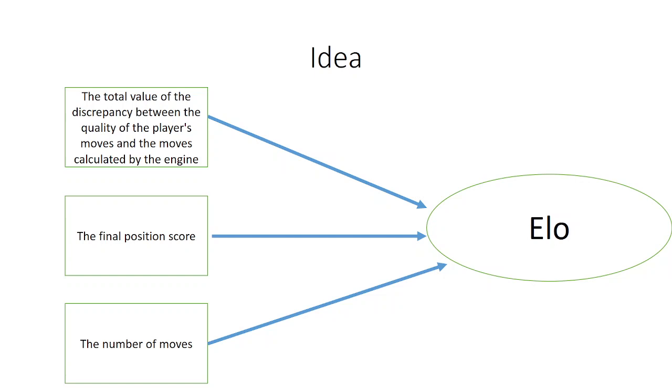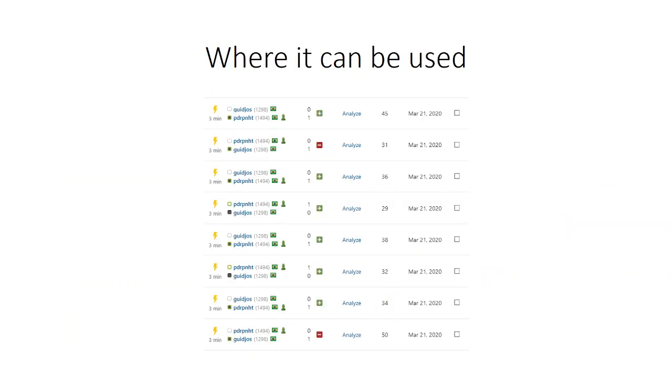Three parameters are used: the total value of the discrepancy between the quality of the player's moves and the moves calculated by the engine, the final position score, and the number of moves. The software product can be used to calibrate new players in the electronic system.